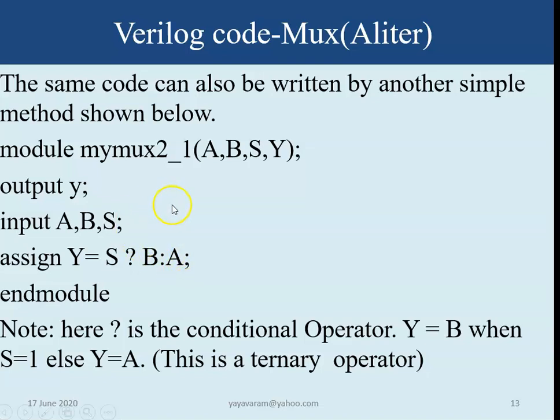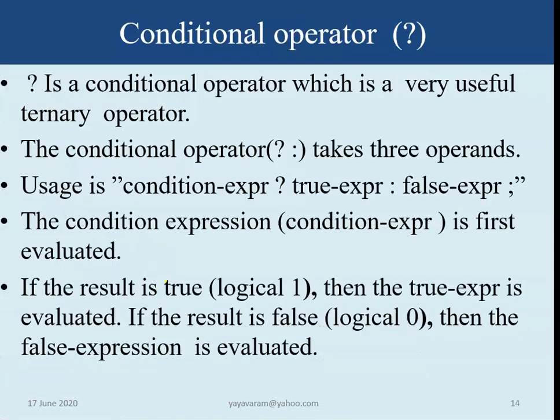When s is equal to 0, we take the output as the first input, that is a. When s is 1, y is equal to b. Here it is the same thing: when b is true, y is equal to b. If it is false, y is equal to the other input. This is done by this conditional operator. So that is on the same lines.